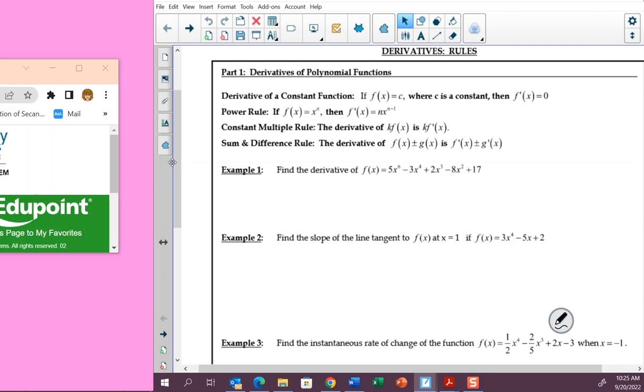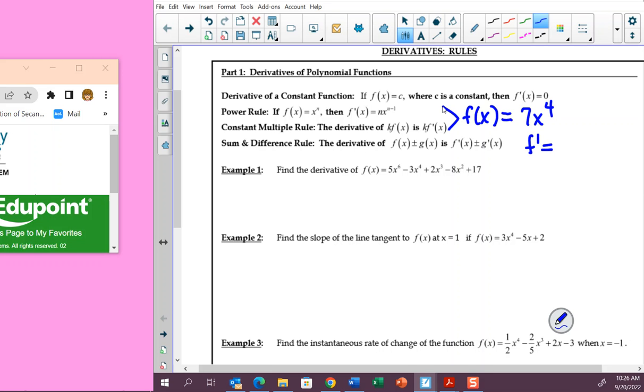So in another example, if I took these two rules together and I said, okay, everybody, my f of x is 7x to the 4th power, what would f prime be? What would be my derivative? 28x. That's right, 28x to the 3rd.